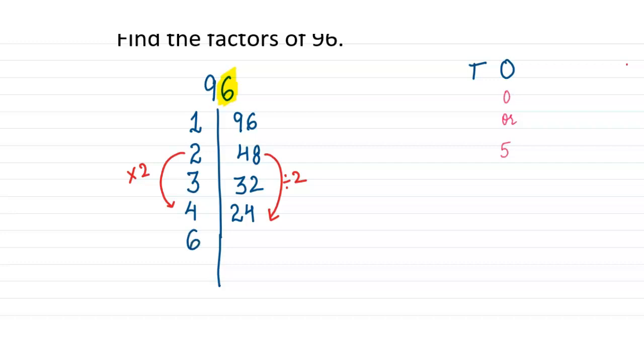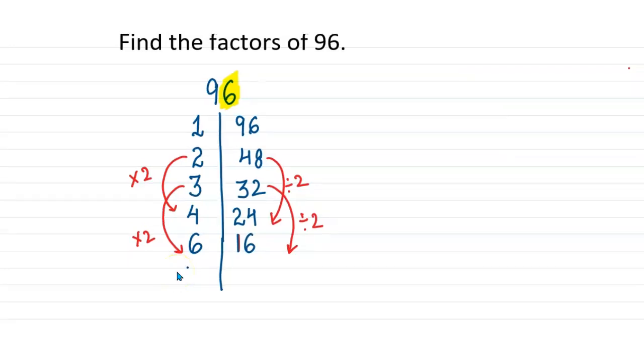Again, here I am going to give you a trick. You are doubling the number 3, so you have to halve the number 32. So, the other number is 16. Let's move on to the next number, which is 7.